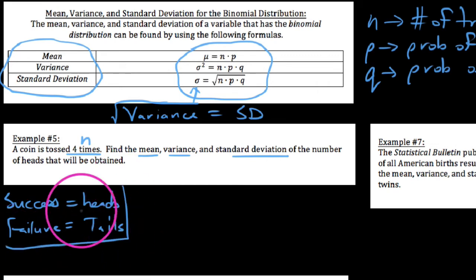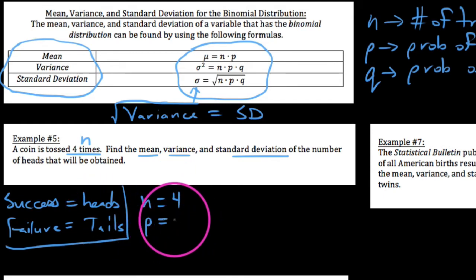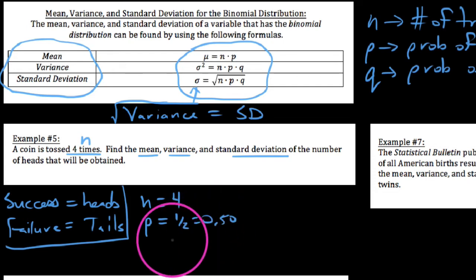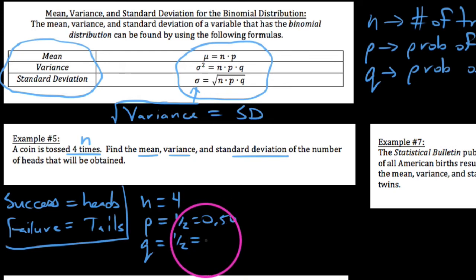Okay, so having defined success and failure, let's write down what we know. We say n is equal to 4. What is the probability that I actually get a heads in this experiment? We know that this is 50%. We could say 0.50 or a half. We say q. Q is the other probability here that adds up with our probability of success to be 1. So we say the other 50%.